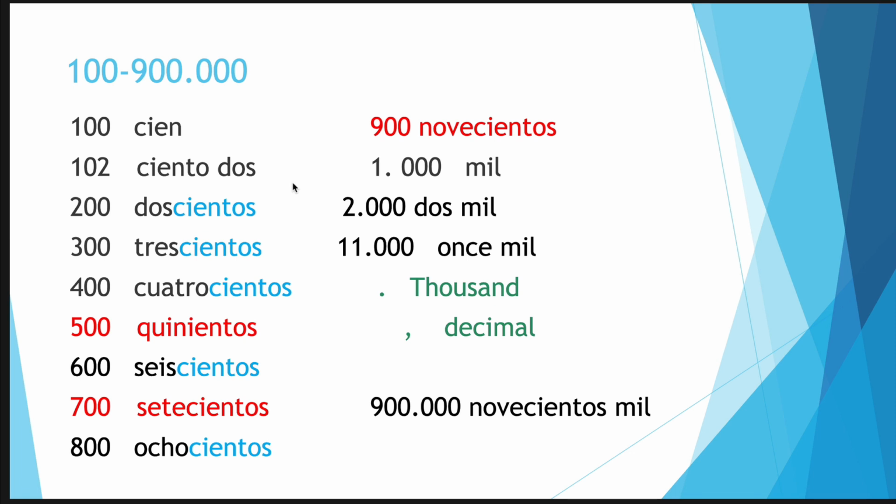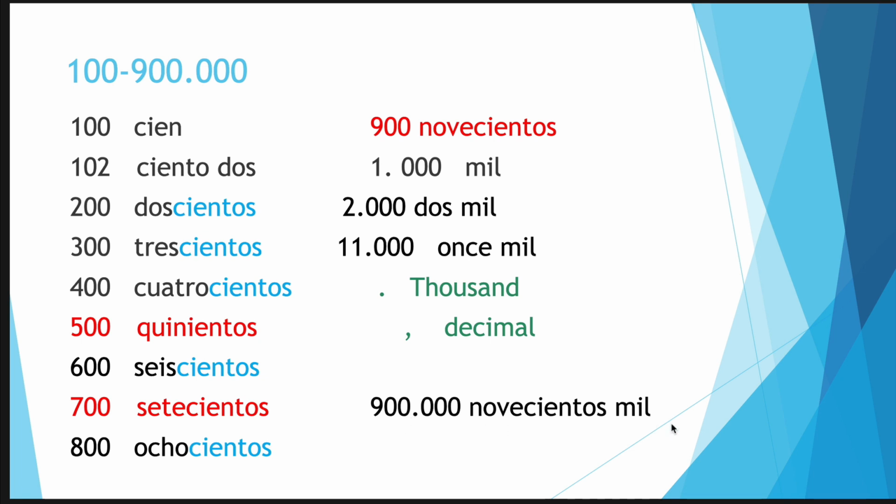Now let's get into 200s and above. Repeat after me. 200, 300, 400, 500, 600, 700, 800, 900, 1000, 2000, 11,000. So anything after 1,000 is mil. So if you want to say 200,000, you would say doscientos mil.